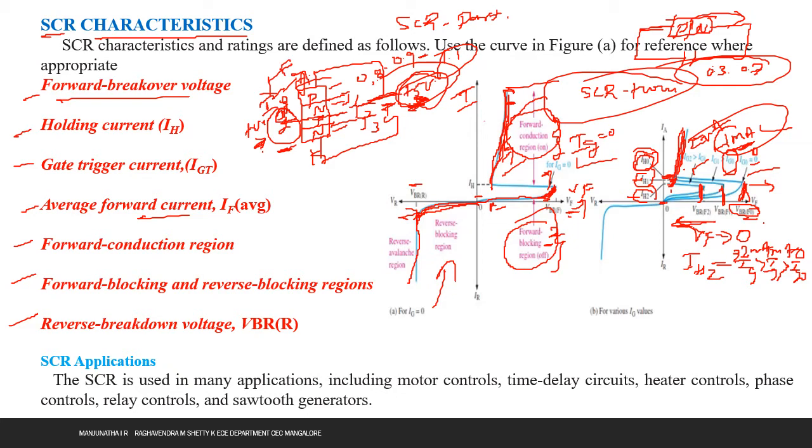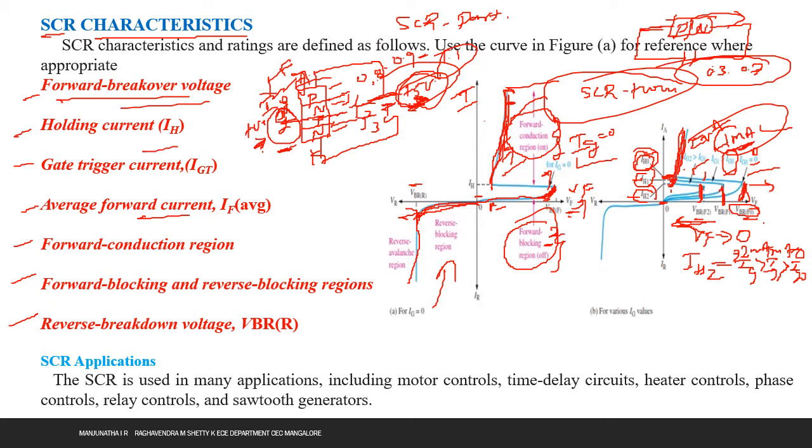Similarly, when the gate current is increased to Ig2, it decreases the breakdown voltage further, VBRF2. VBRF2 is for Ig2, VBRF1 is for Ig1, and VBRF0 is for when Ig is equal to 0. So that is all about forward breakover voltage.